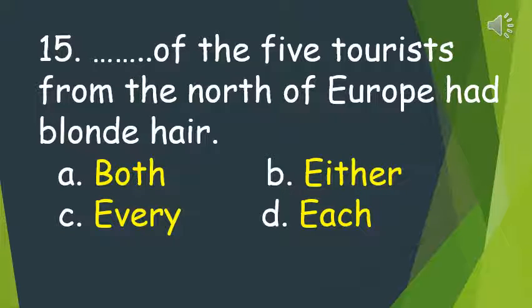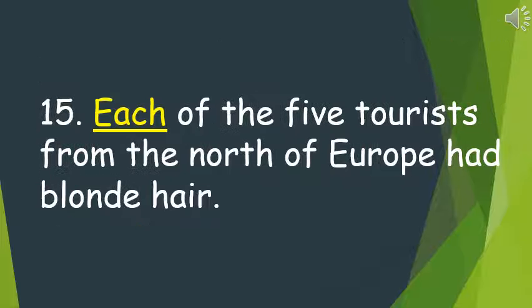Space of the 5 tourists from the north of Europe had blonde hair. Both, either, every, each. Each of the 5 tourists from the north of Europe had blonde hair. كل واحد بين الخمس سياح اللي جاي من شمال أوروبا had blonde hair لديهم شعر أشقر. هنا كل واحد من الأفراد الخمسة.